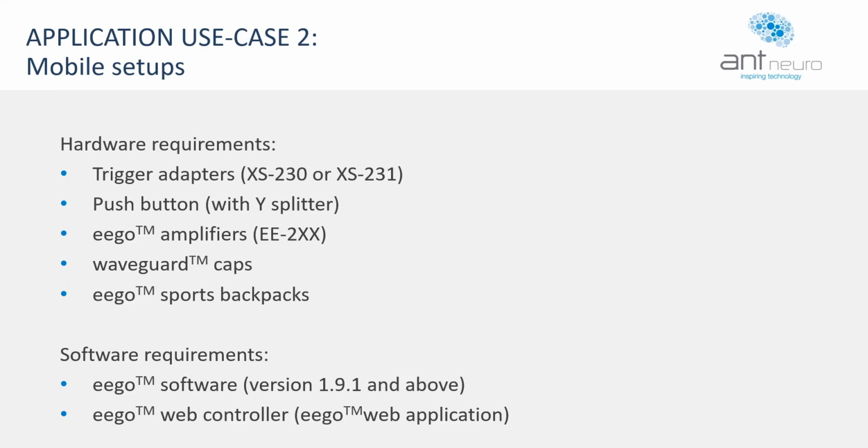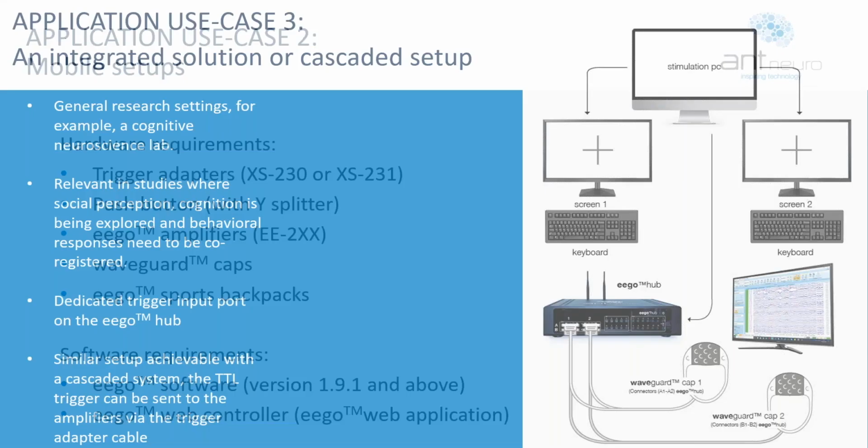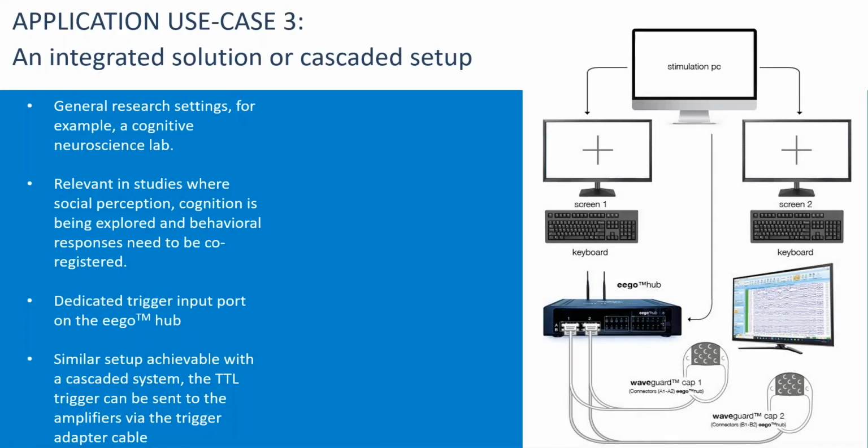The final use case that I would like to introduce is number 3, where you're looking at a more integrated solution, or you're looking at a cascaded setup. And now this is relevant in a cognitive neuroscience lab, for example, where you expect both subjects to be stationary, and you can do this 2 ways. So what we see in the schematic is the eego hub from us, where you would just connect different subjects. So connectors A1 and A2 from subject 1 go on the top slot, connectors B1 and B2 from subject 2 go on the bottom slot.